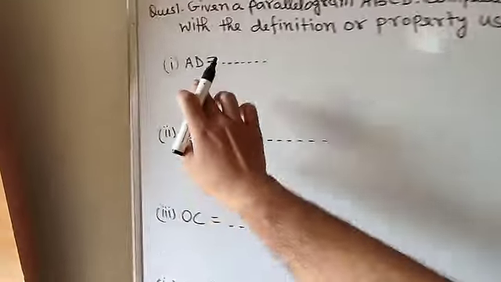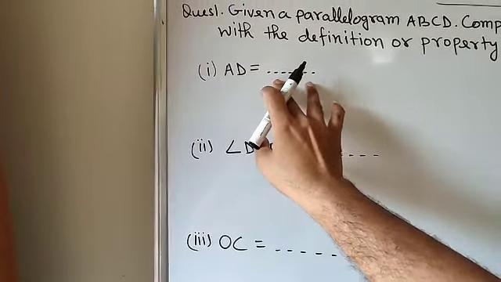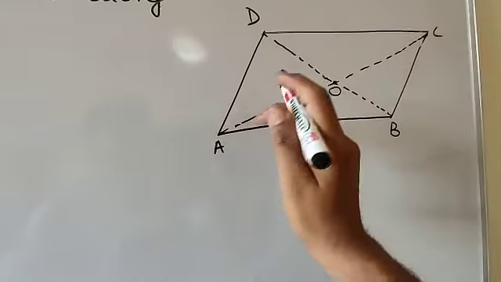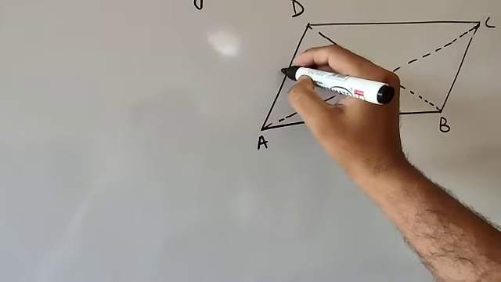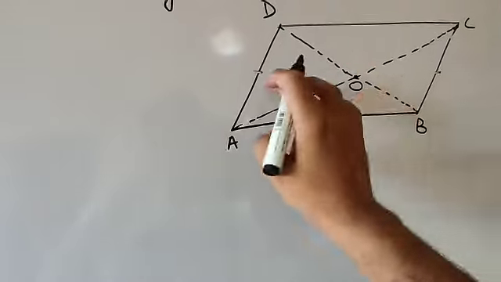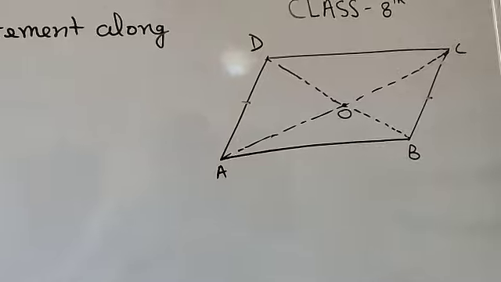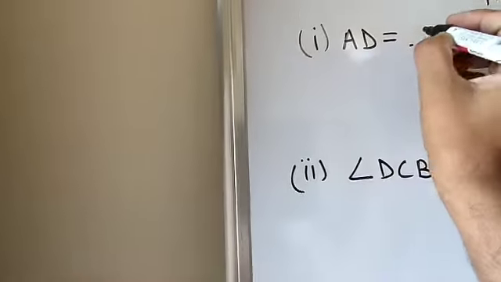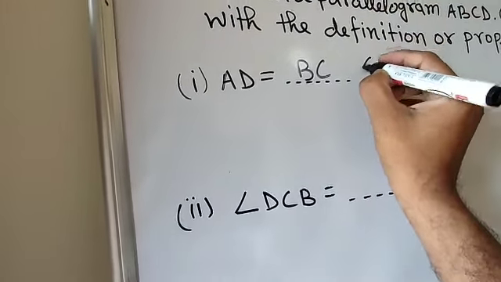Here it is written AD equal to, and after that is the missing term, you need to find that. So here AD, in a parallelogram you know that opposite sides are equal. So AD equal to BC. What is the reason? Opposite sides of the parallelogram. It is the property of the parallelogram. In the parallelogram opposite sides are equal. So here you can write AD equal to BC, and you can give the reason also.